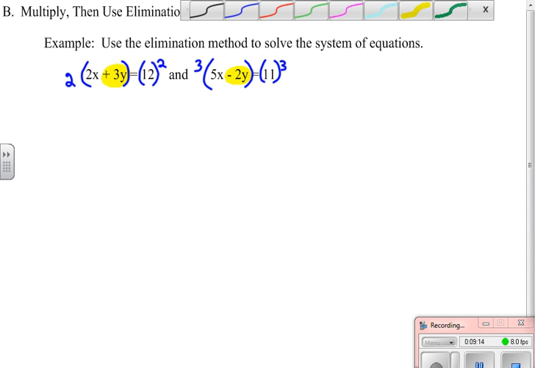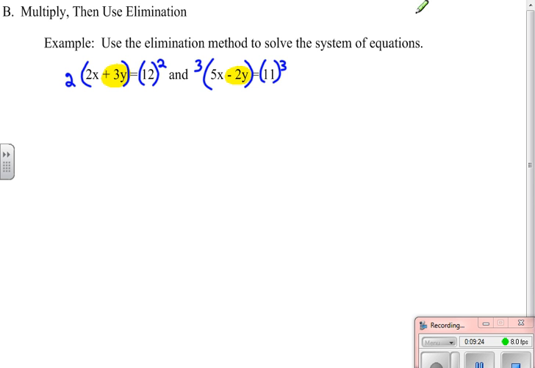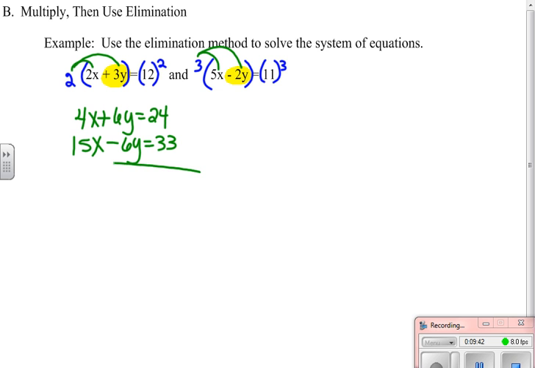Now, you're going to multiply the equations by different numbers, which is fine, but both sides of the equation by the same number within that equation. So what are my new expressions? Don't forget your distributive property. So I have 4x plus 6y equals 24. And over here, I have 15x minus 6y equals 33. And then I'm going to add these together.